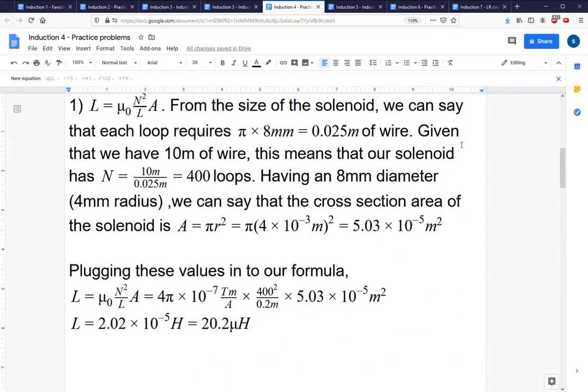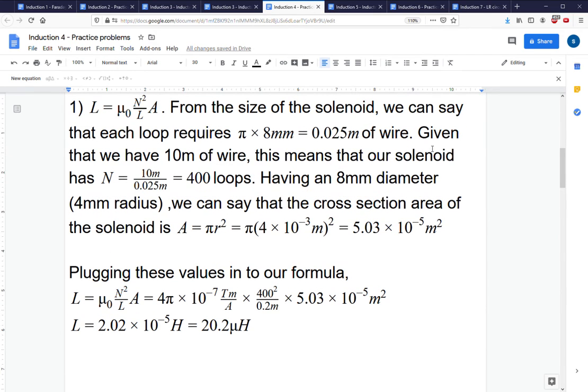That's just that. So plugging all this in, mu sub naught is 4 pi times 10 to the negative 7th Tesla meters per ampere. N is 400, L is 0.2 meters, and A is 5.03 times 10 to the negative 5th square meters. Plug all that in, and you get a total inductance of 2.02 times 10 to the negative 5th henries, or 20.2 microhenries.